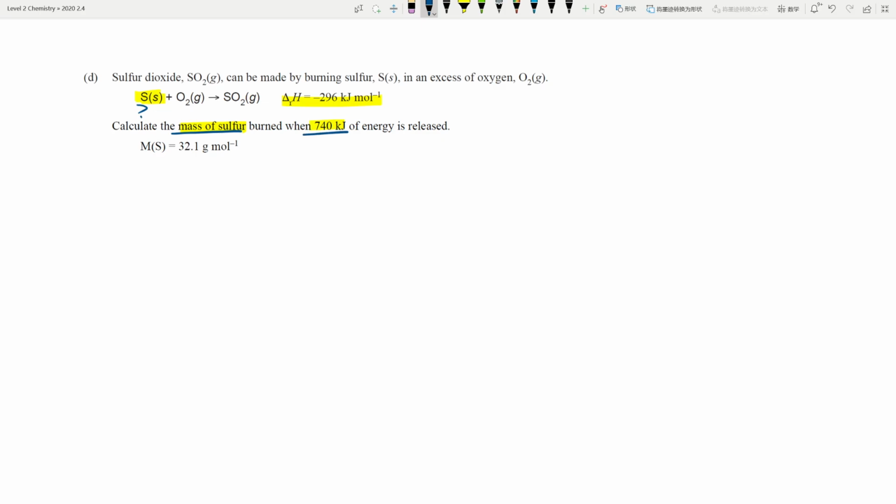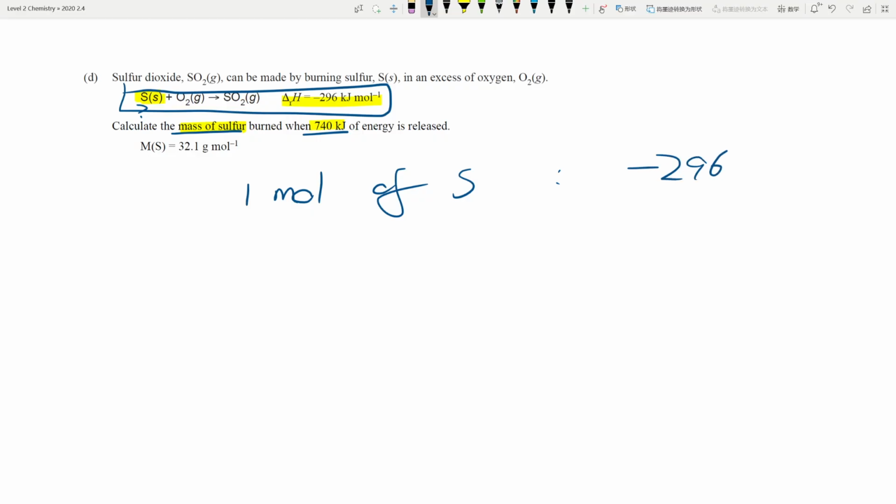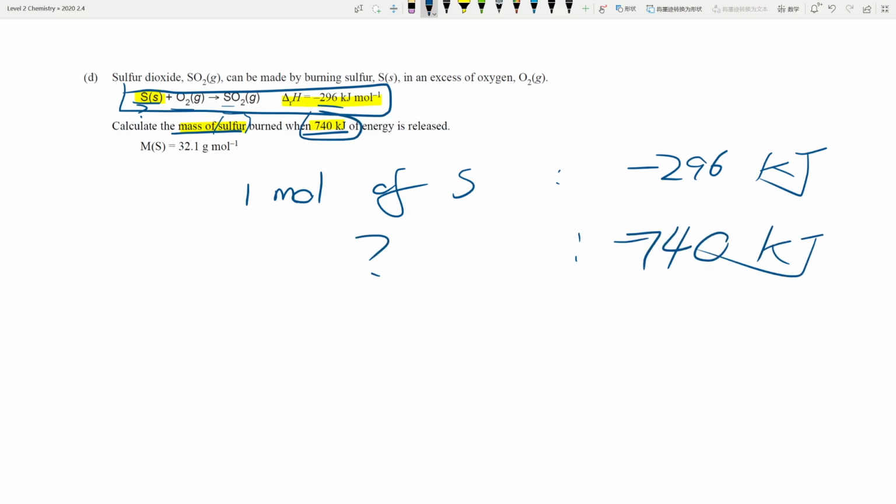Let's have a look at this. What does this equation actually mean? It means if I burn 1 mole of sulfur, I release 296 kilojoules. You may ask, what about the oxygen? What about sulfur dioxide? I'm not interested in them, because I want to calculate the mass of sulfur. So 1 mole of sulfur gives me 296. Now I know I produced 740 kilojoules. How many moles did I need for this to happen? You use 740 divided by 296, and that gives you 2.5 moles.